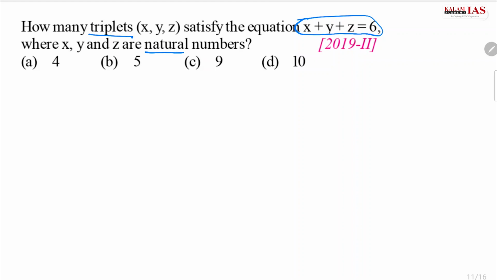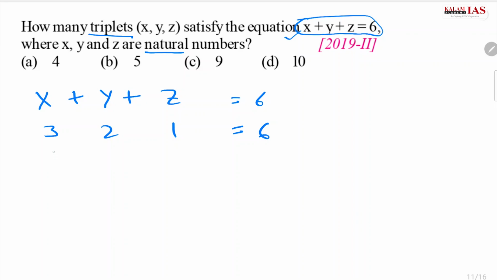ट्रिपलेट्स इसको हिंदी में समझते हैं, कितने सारे 3 नंबर्स इस इक्वेशन को सेटिस्फाई करेंगे, मतलब किन 3 नंबर का समेशन 6 आएगा. सो x, y, z इक्वल्स टू 6. अगर हम 3 लेते हैं, 2 लेते हैं और 1 लेते हैं तो सम 6 आएगा. अब इनको लेने के कितने तरीके हैं, 3, 2, 1.